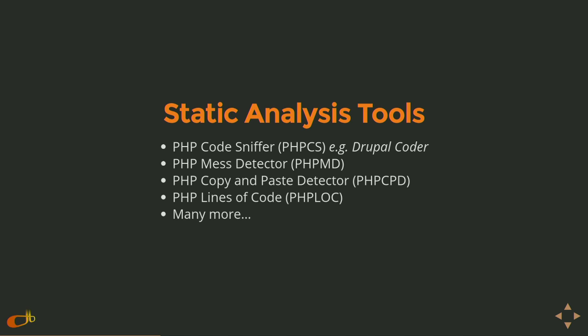There are many tools in the PHP world for static analysis checks. Here are a couple that are pretty popular. PHP Code Sniffer. If you use Coder, probably many of you have. Coder is built on PHP Code Sniffer. There's another one called PHP Mess Detector. Mess Detector is used for looking for things like calls to static variables or access to globals. Then there's the copy and paste detector. If you utilize the DRY principle, don't repeat yourself, we can have a tool automatically check for this for us. And then there's PHP lines of code and many others, and there are many others in JavaScript and other languages.